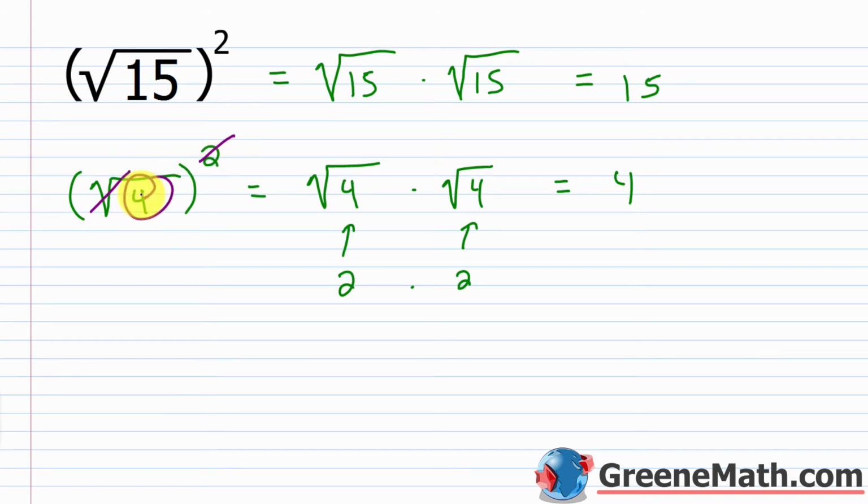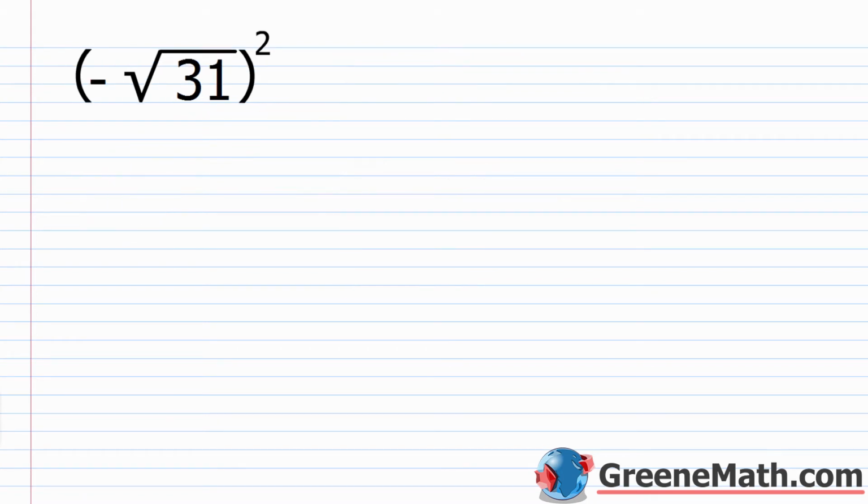So what if I had the negative square root of 31 squared? If I square a negative, you think about that as just negative 1. Negative 1 times negative 1 is 1. So this and the square root are going to cancel, and I'm going to be left with 31. Again, if you want to think about this in a different way, think about negative square root of 31 multiplied by negative square root of 31. Negative times negative is positive, of course. Square root of 31 times the square root of 31 is just 31.